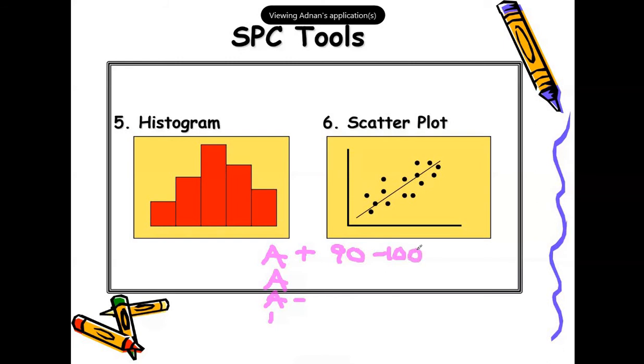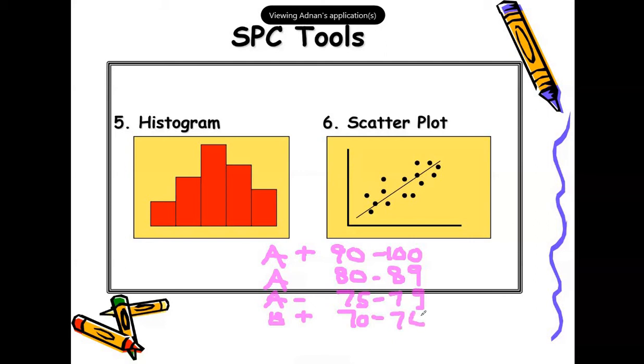What is A? 80 to 90. Is this right? 80 to 90, and 90 already has A plus? 80 to 89, sorry, 89. What is A minus? 75, right? 75 to 79. Okay, what is B plus? 70 to 74?